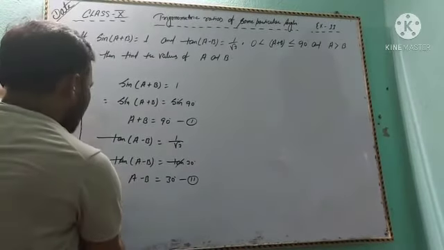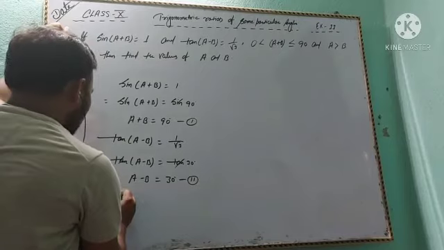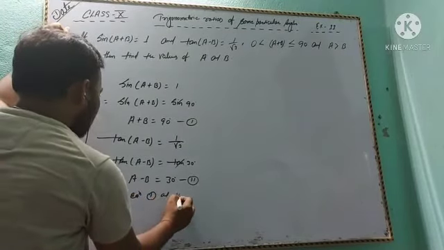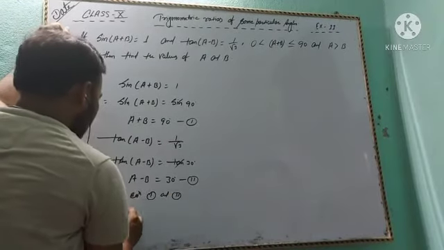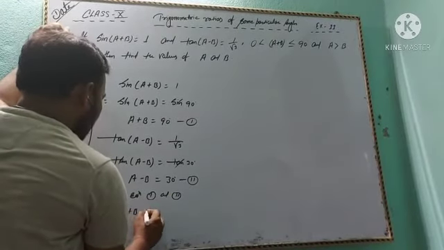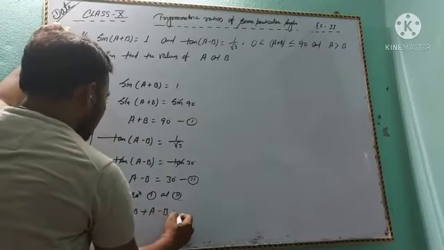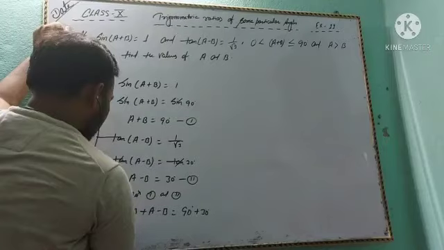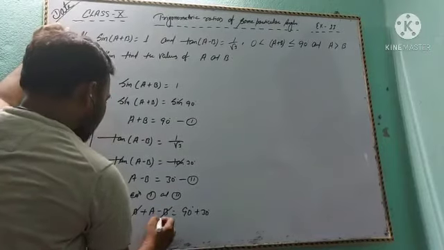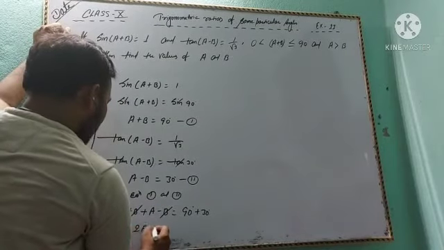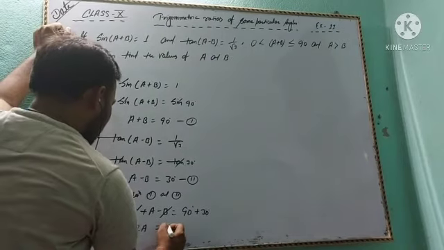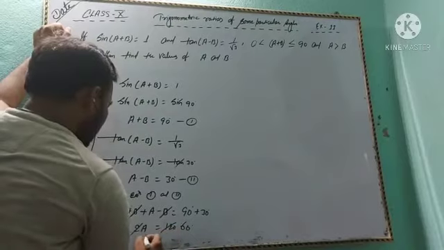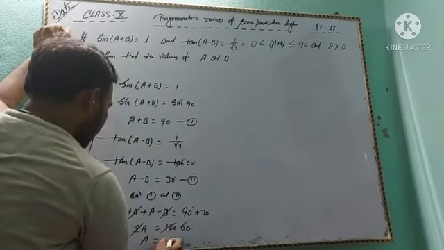For students, adding equation 1 and 2. A plus B plus A minus B is equal to 90 degree plus 30 degree. Here plus B minus B is cancelled. 2A is equal to 120. That is A is equal to 60 degree.